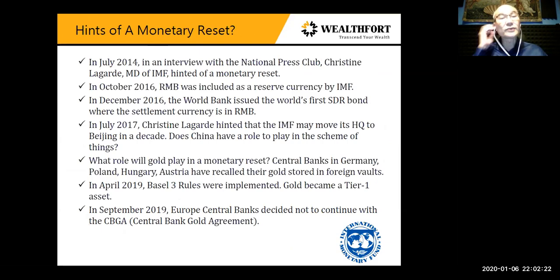So, hints of a monetary reset. Why do I think so? These are the sequence of events which can shed some light.